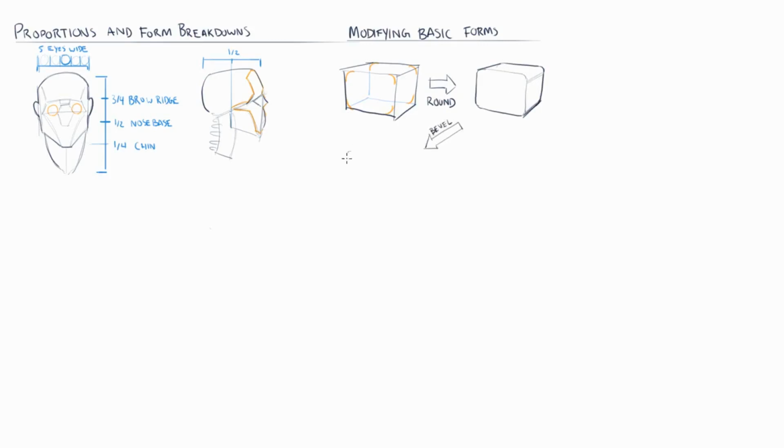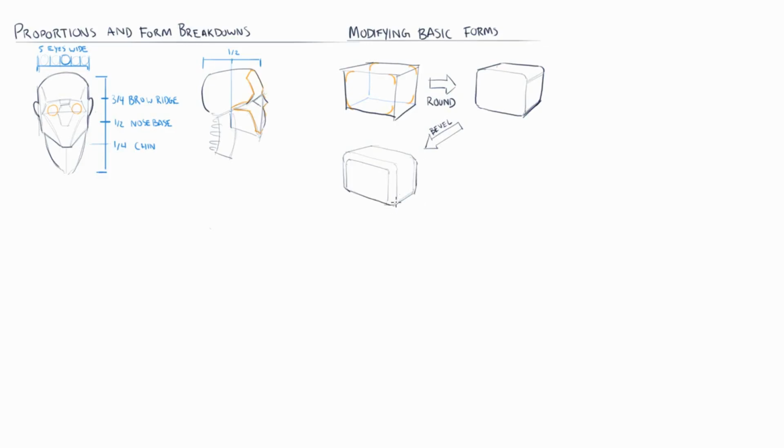And next I'm going to bevel each edge. So I'm taking those outer edges and turning them from one into two. Essentially, I'm just repeating that shape, just a little bit smaller. And now I've created a beveled edge.